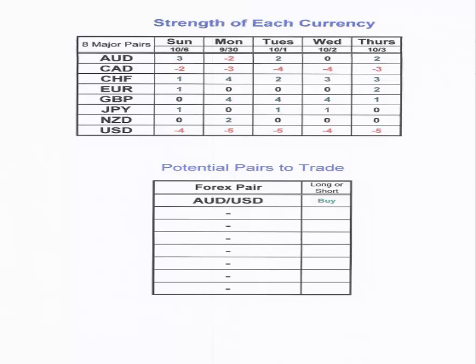Our objective is to match the strongest currencies with the weakest currencies so that we can find the highest probability Forex pairs to trade. Today we had 1 potential pair to trade, and this is the Aussie US dollar. And this would be going long or buying the Forex pair. I hope this helps you to get a better understanding of what we were doing in Section 1.